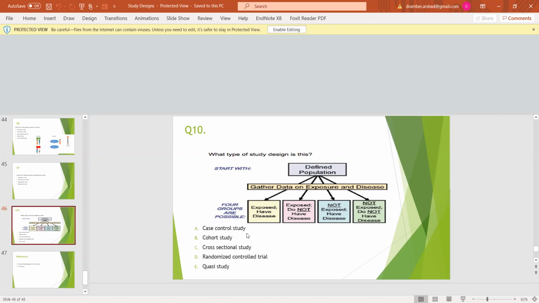Which type of study design is this? Randomized control trial. It's a cross-sectional study, defined population. We have gathered the data on exposure and disease simultaneously, and we have divided it into 4 groups. In a case control group, we start with the cases and controls.